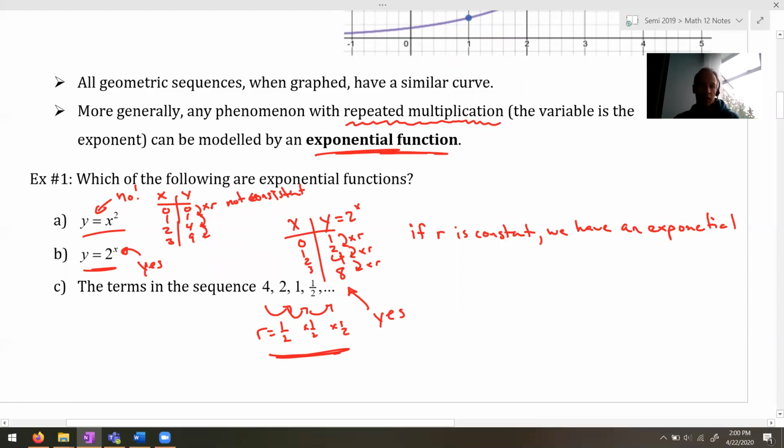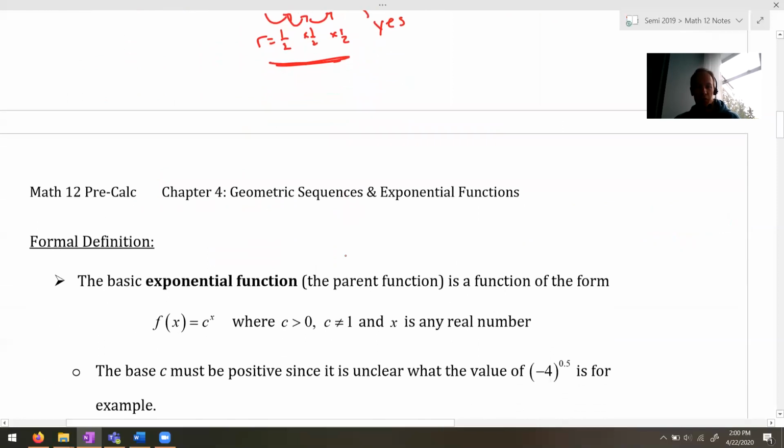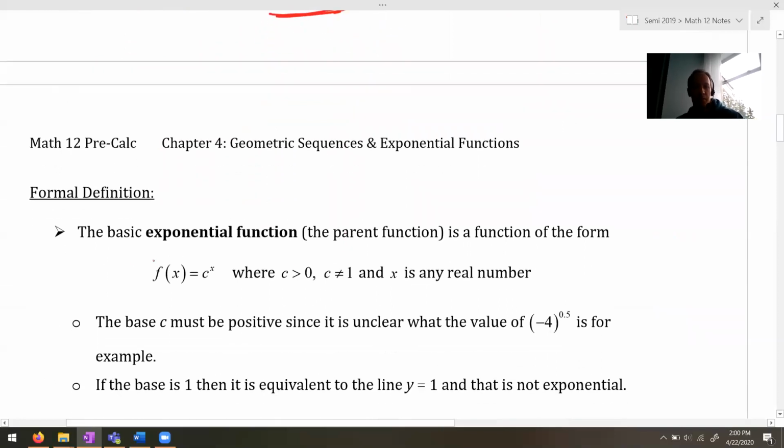Okay. All right, so moving on to the formal mathematical definition. The basic exponential function, which is our parent function, is going to be a function of the form f of x equals c to the power of x. C is just a number, it's the base of the exponent. C cannot be less than 0, can't be equal to 0 either, and it cannot be equal to 1. Reason for that just below.